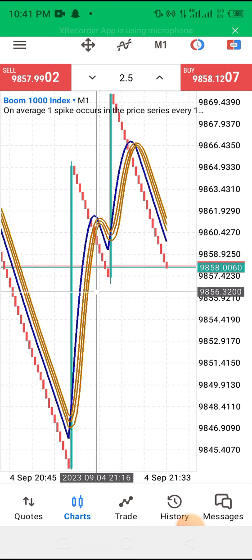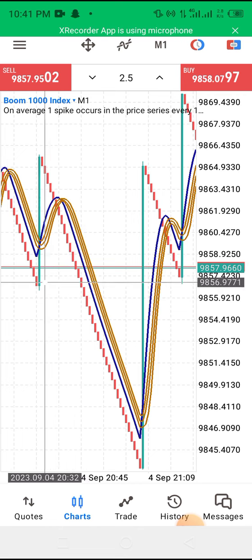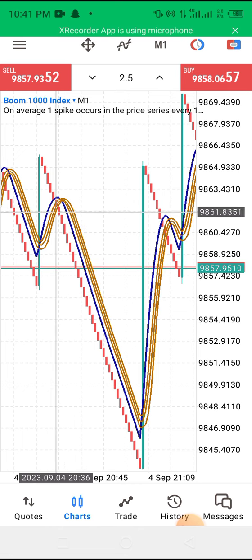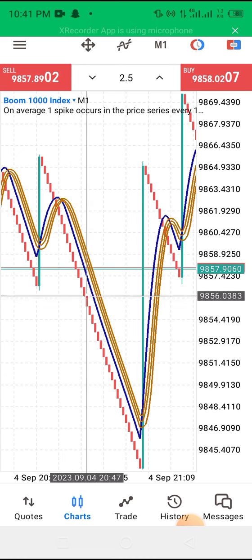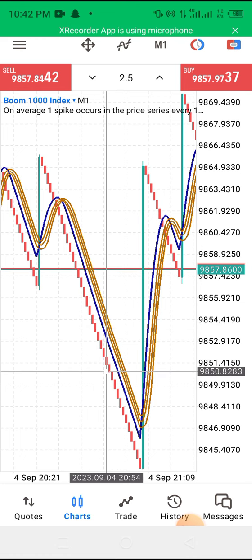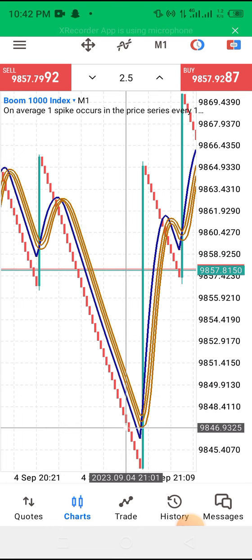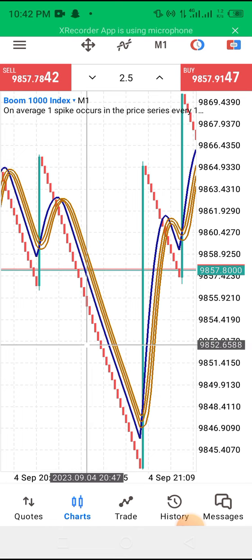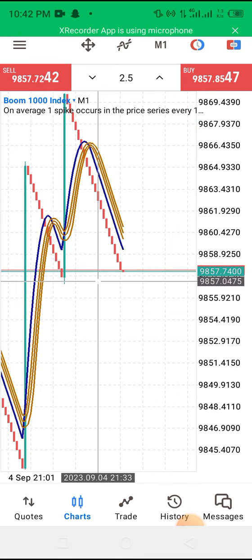As you can see from this position here, it sold for a very long time. You can see we had like 1 2 3 4 5 6 7 8 9 10 11 12 13 14 15 16 17 18 19 20 21 22 23 24 25 26 27 28 29, about 32 candlesticks there. So it sold for 32 minutes, and it's very reliable if the trend is with you.